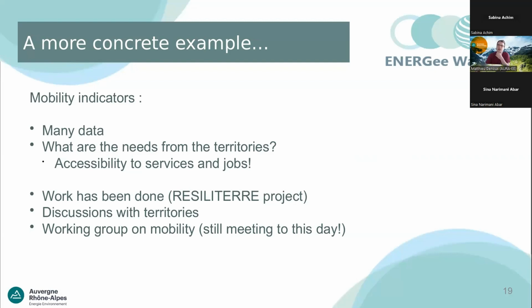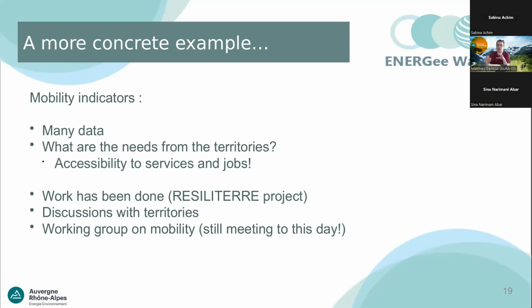And so we asked a panel of our partners in Auvergne region. And so the main key point that was worrying a little bit the territories was the accessibility to services and jobs. So how people on their territories can have access to services, public services, schools, and of course jobs. So we did work in a project called Résilitaire to compute some indicators that would provide some summary about the accessibility. And we discussed it with territories to see how they feel about the very summed up indicators.